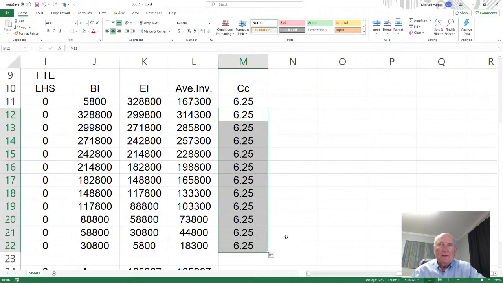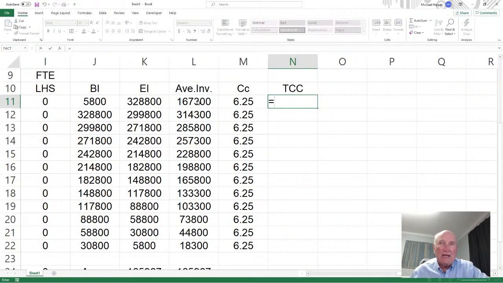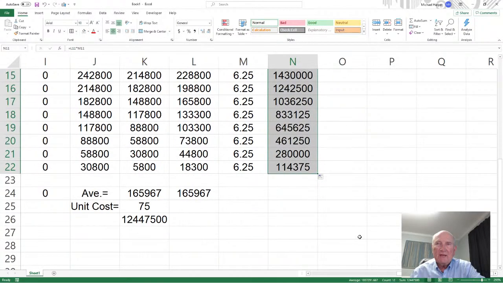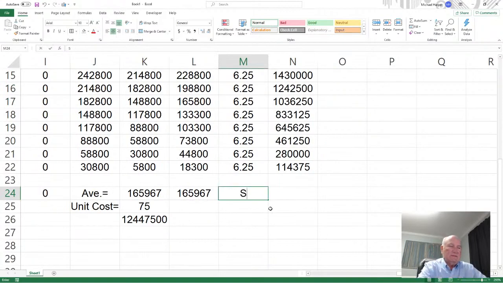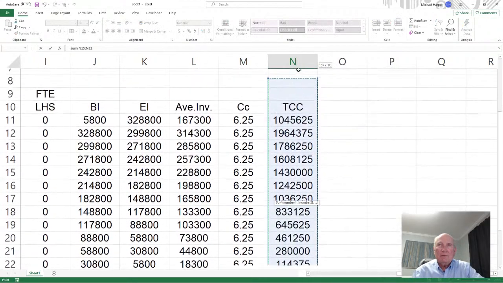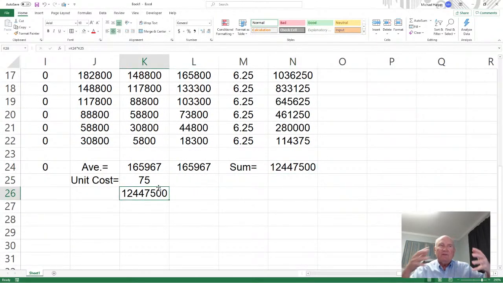Down to there. Then I'll take my total carrying cost per month, which equals the average times the carrying cost. That's all you do. And you bring this all the way down to here. Now if I sum all of these all the way up here to the top, boom, notice these two numbers should be the same, and they are. Everything ties together. We're good to go.